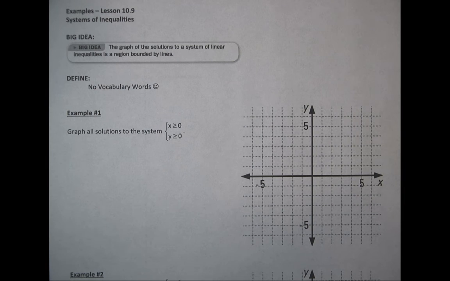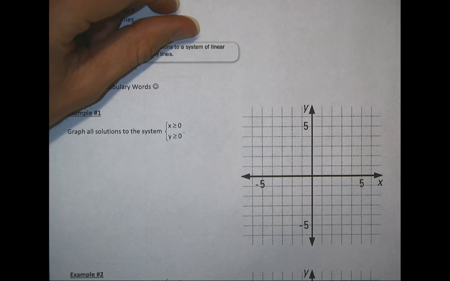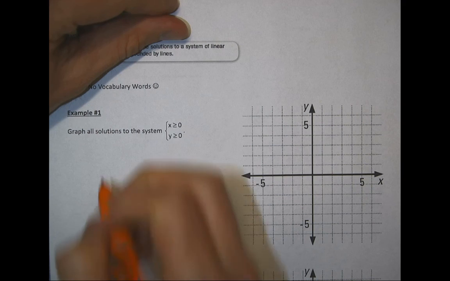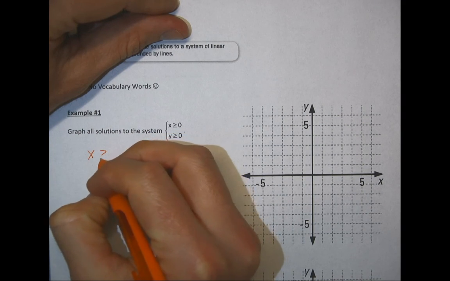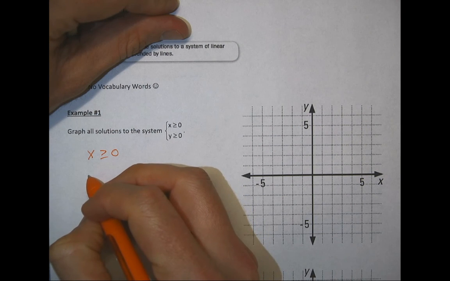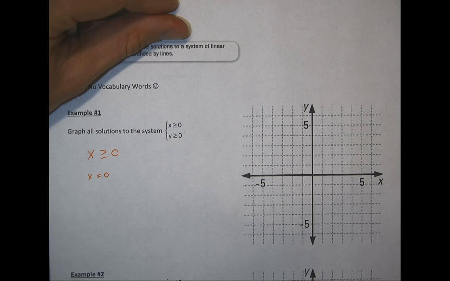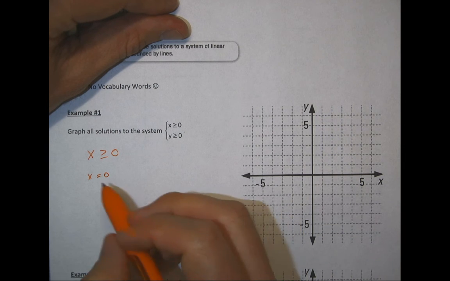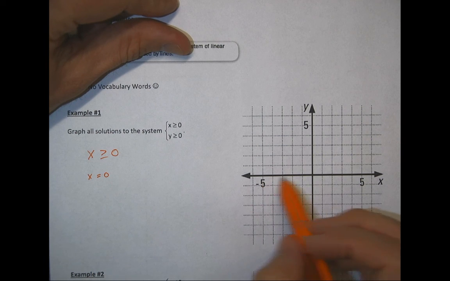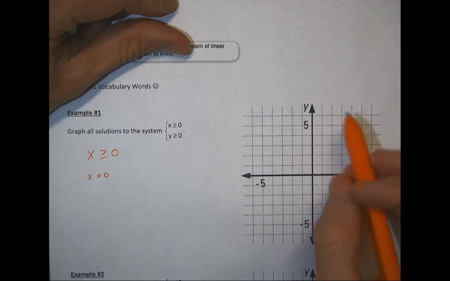So if we look at example number 1, we're going to graph all the solutions to this system. Okay, so we want to find out where do these solutions overlap. So let's start with x is greater than or equal to 0. Think about it for a second as x equals 0. We'll worry about the shading in a second. But if x equals 0, anytime we have x equals, we come to our x-axis, and we know it's going to be a line that is vertical.